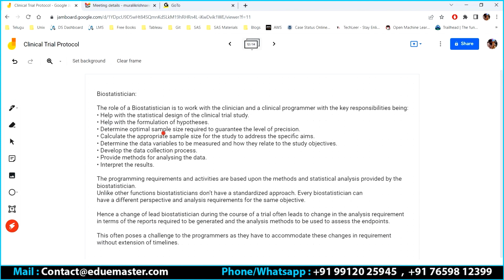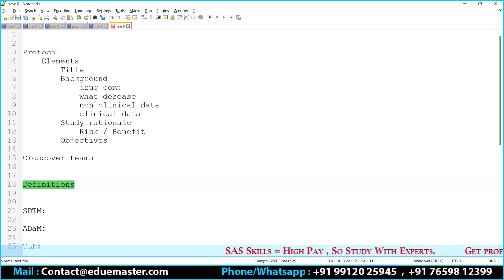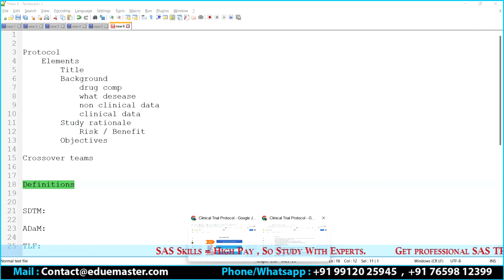Now you can see here clearly. The role of a biostatistician is to work with a clinician and clinical programmer. Remember this: a clinician is nothing but a doctor. A clinical programmer is nothing but you and me. What are the responsibilities? First thing, help with the statistical design of the clinical trial study. So we need to understand what is called the statistical design. That will come under your definitions. Today only we are going to discuss that one as well.